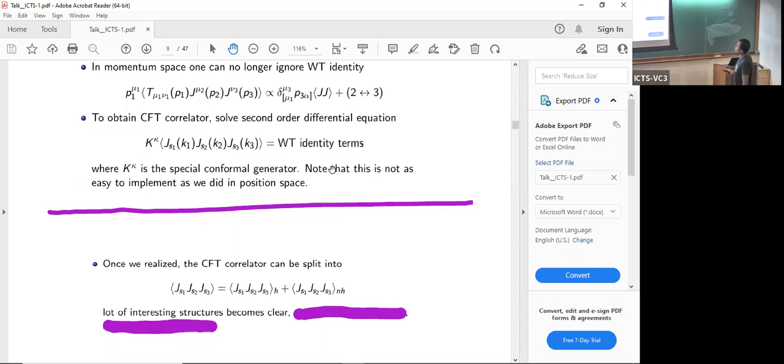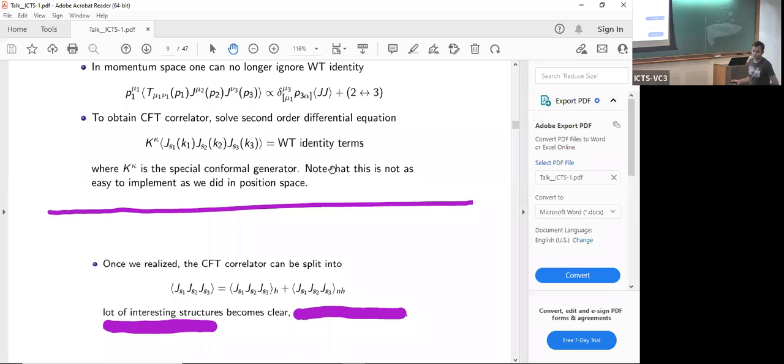To obtain a CFT correlator in momentum space, unlike in position space, here you have to solve some second order differential equation, which is roughly the action of the special conformal generator on the correlator. And on the right hand side, what you get is precisely this transverse Ward identity. Okay.